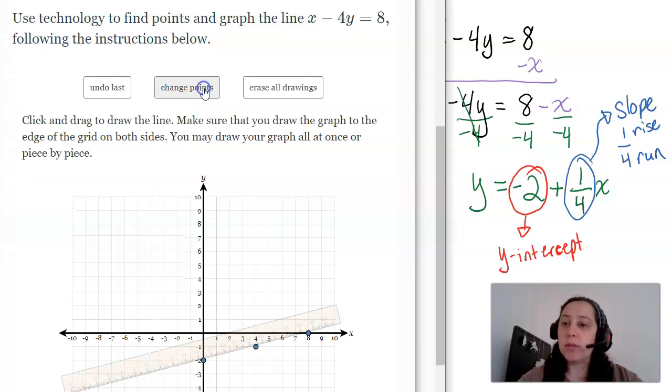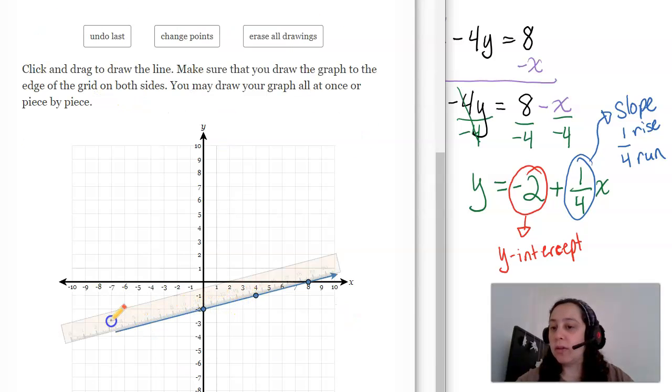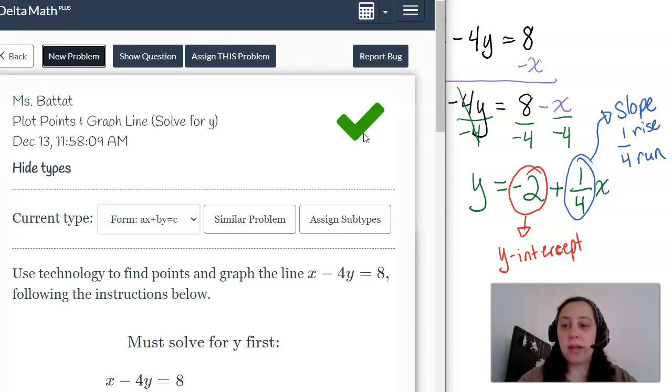So now I press done plotting points, and I make my line. Oops, let me undo last. Make sure the line goes all the way to the end of the graph. I press submit answer. Voila!